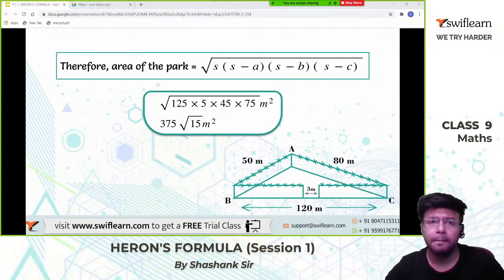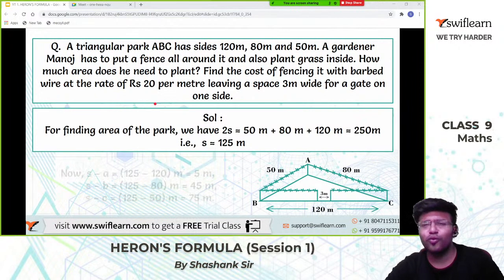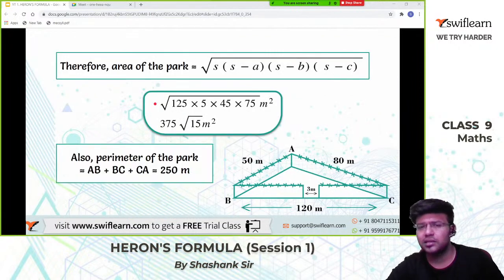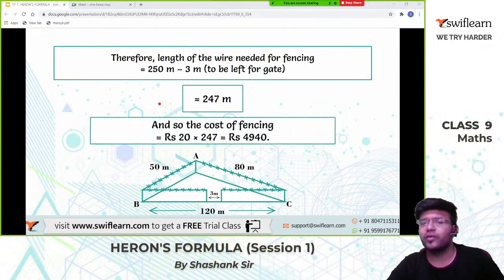What is the cost per meter of wire that he has given? Find the cost of fencing if the barbed wire rate is 20 per meter. So 247 into 20, that's our answer. 247 into 20.